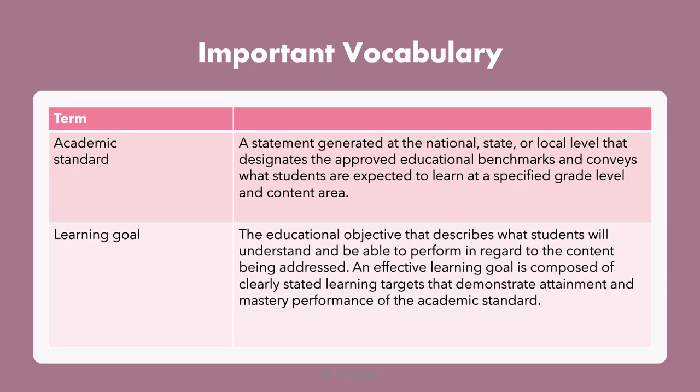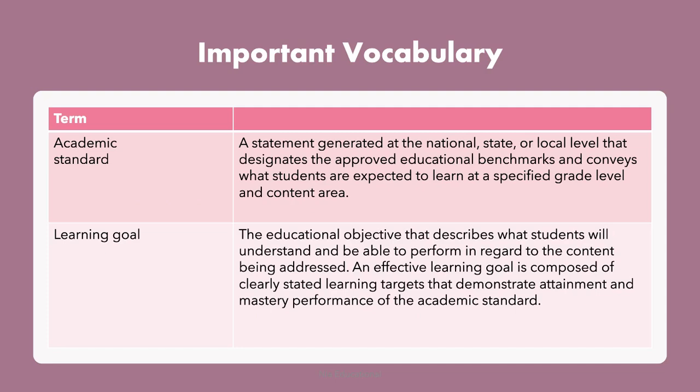A few other terms, of course, we know what an academic standard is. That's just a statement that is generated at either the national, state, or local level that designates the approved educational benchmarks, and these academic standards are going to convey what students are expected to learn at a specific grade level and within a specific content area. Here in Ohio, we have Ohio State standards for language arts, for math, for science, for social studies, and other content areas. We have the Common Core standards, which were those national standards.